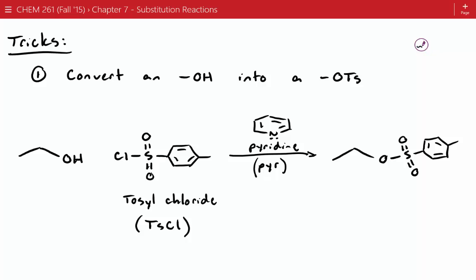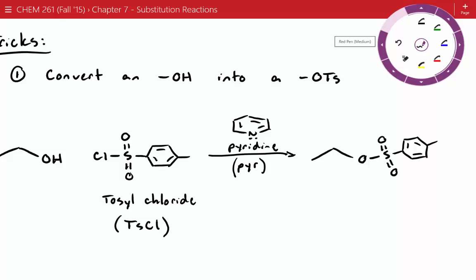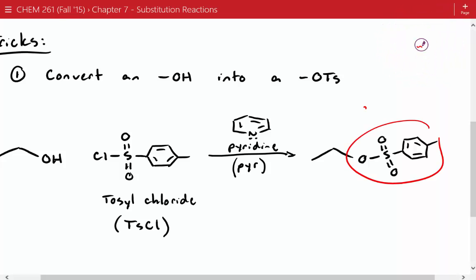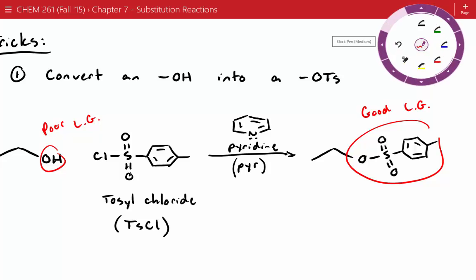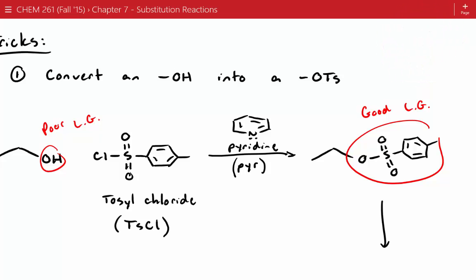Yeah, if you think about hydroxide, if it falls off, it's really, really unstable. If our tosyl group falls off, it's really, really stable due to resonance, right? It has a lot of different resonance structures that we can draw, and that makes it an excellent leaving group. So now that I've got a good leaving group, and I started with a poor leaving group, now I can do my second step of the reaction.